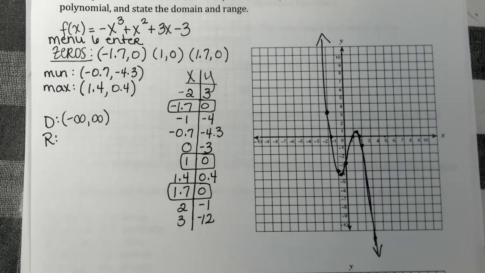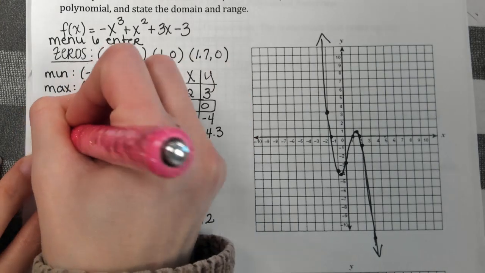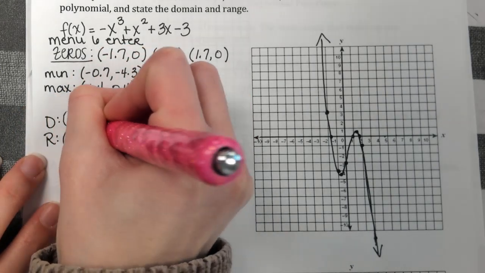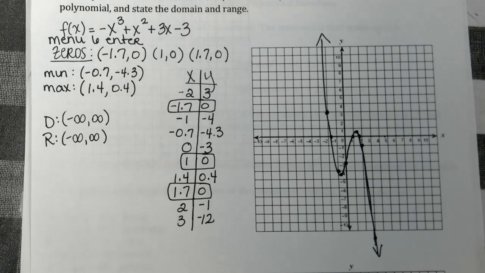Okay. Now for my range, that's your y, so you're going from bottom to top. Always go bottom to top, not top to bottom. Okay. So look at your graph. Do you have bottom or top boundaries? Or do you have arrows? Arrows. So I don't have boundaries. So my range is also negative infinity to positive infinity. It won't always be that case, but it happens to be the case for this.